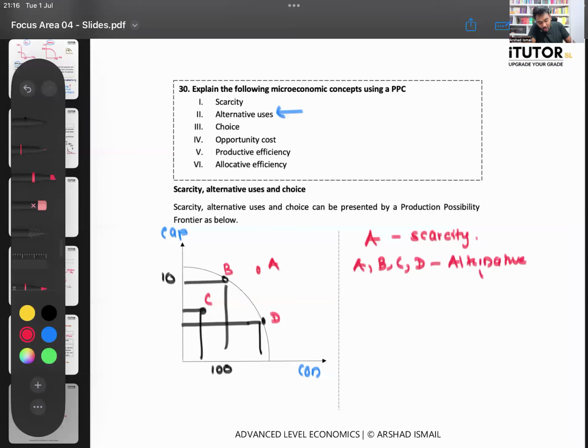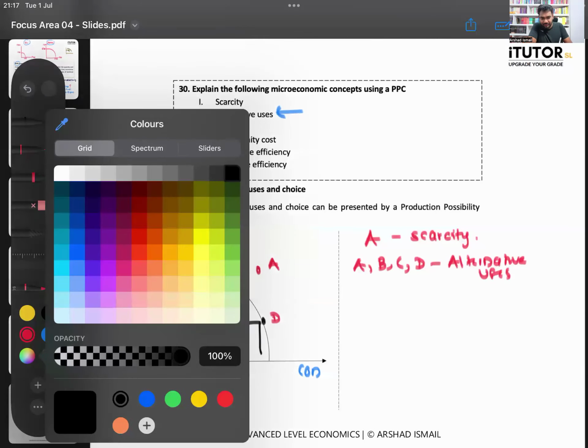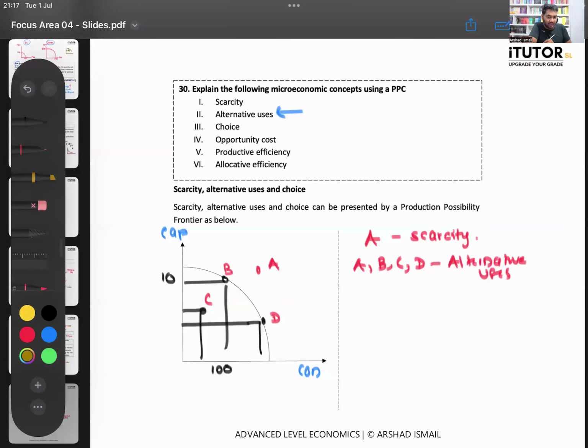But how do you represent choice on a PPC now? Choice will be the attainable ones, but in case they ask you to explain choice on a PPC, I would recommend you don't just show a point; instead give an explanation. A point inside could be an alternative use, that's not a problem. If they say choice, you can explain that. For example, here my points B, C, D, any of these could be a choice. A can't be a choice because it is unattainable. But you need to explain.